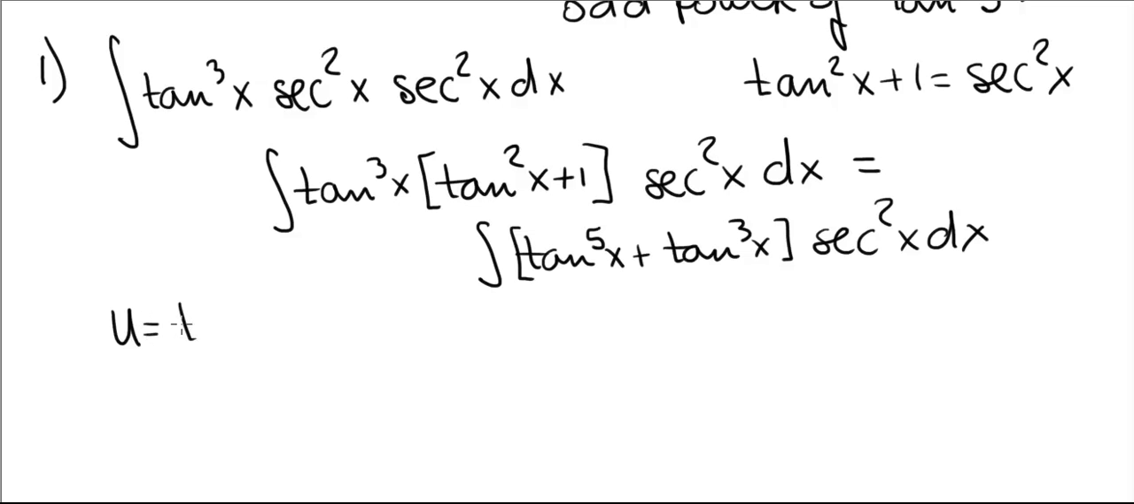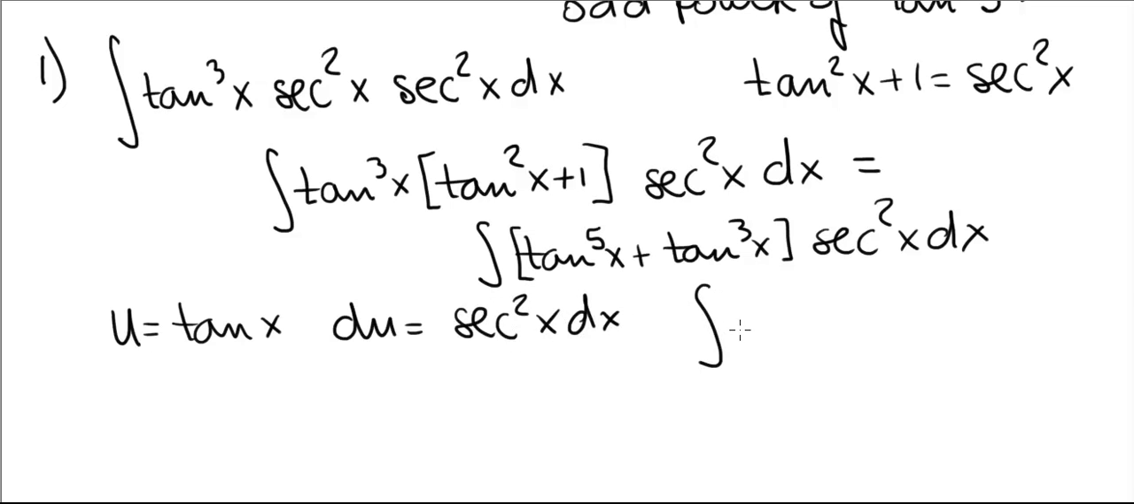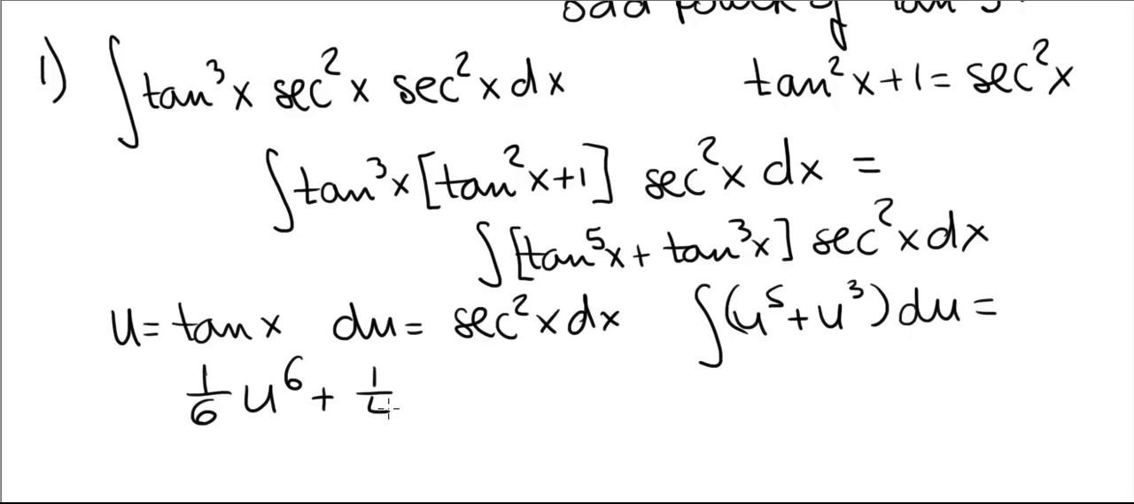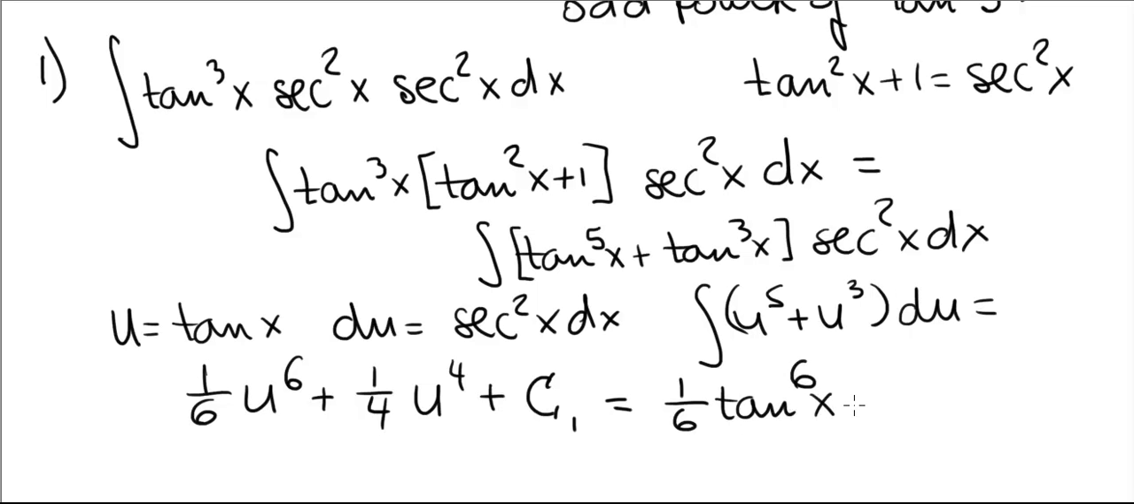U will be tangent, du will become secant squared x dx, and the integral becomes the integral of u to the fifth plus u to the third du, which is 1/6 u to the 6th plus 1/4 u to the 4th, plus, let's call the constant of integration c1. And so this is 1/6 times tangent to the 6th power x plus 1/4 tangent to the 4th of x plus c1. That's the first method of solving this.